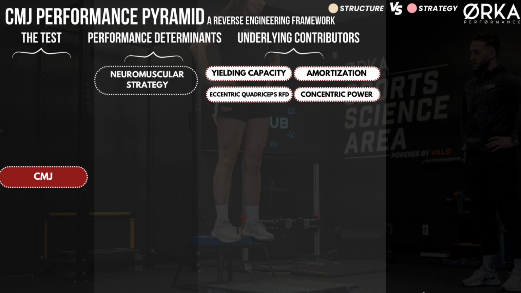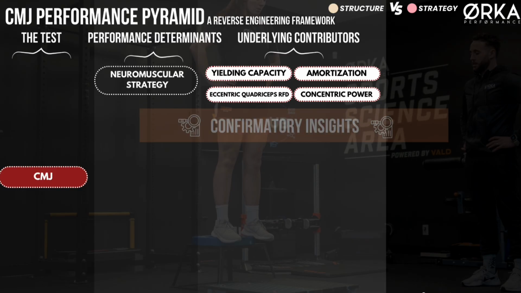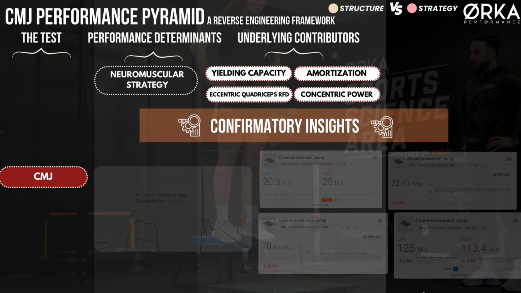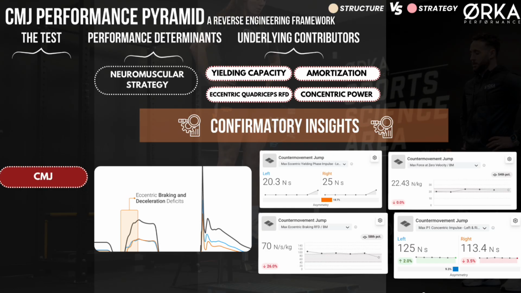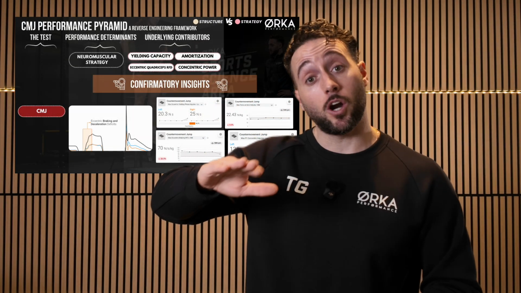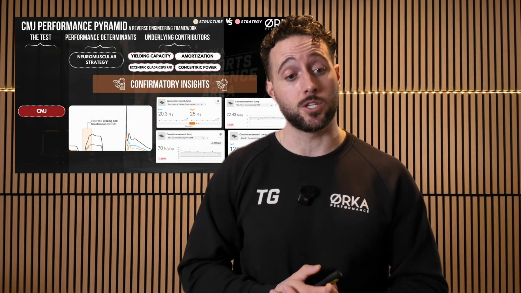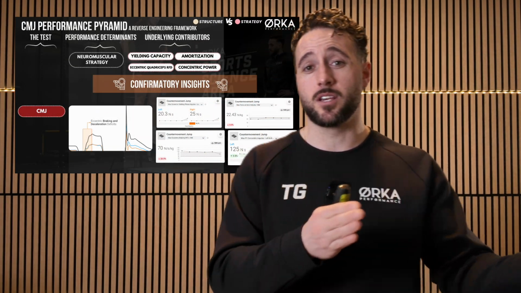And then if we take a look at neuromuscular strategy, we're going to have contributors for that as well. Whether it be yielding, amortization, eccentric quadriceps RFD, concentric power. We're going to want confirmatory insights. We're going to look at different metrics to see whether or not these things may be at play from a neuromuscular standpoint. And we also have our waveform analysis that we'll take a look at as well, which will help orient us where to look.